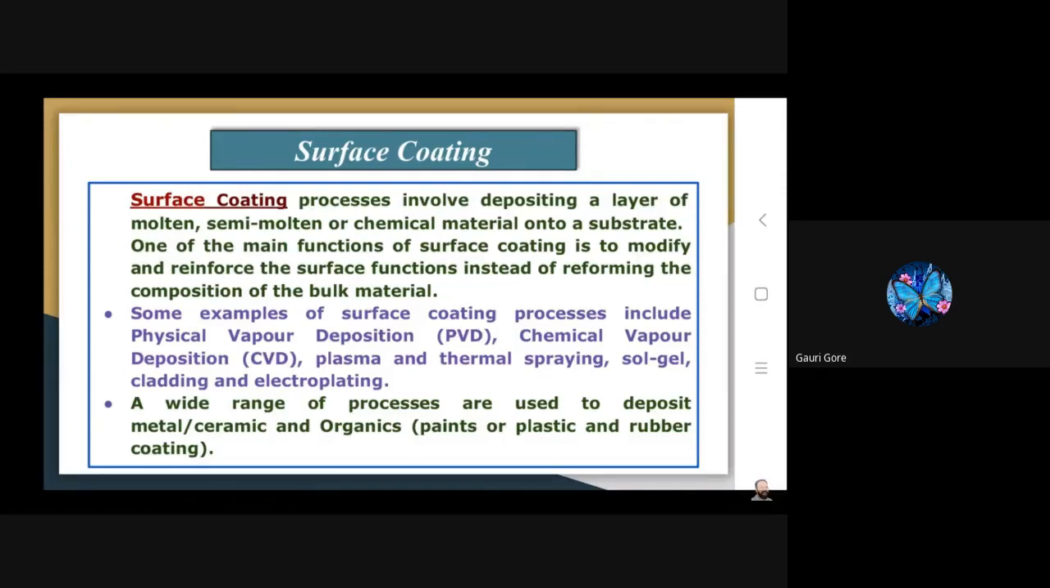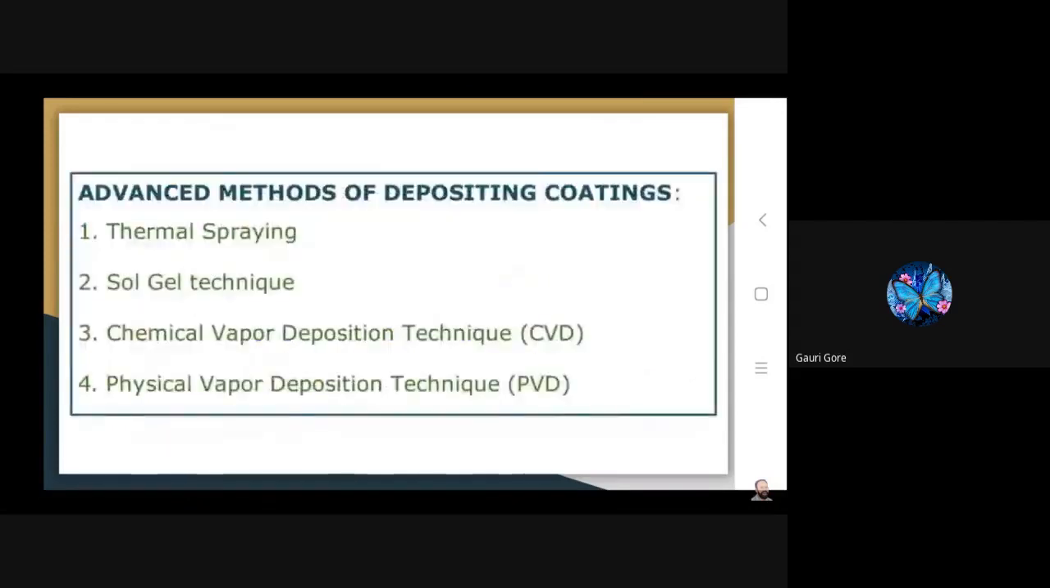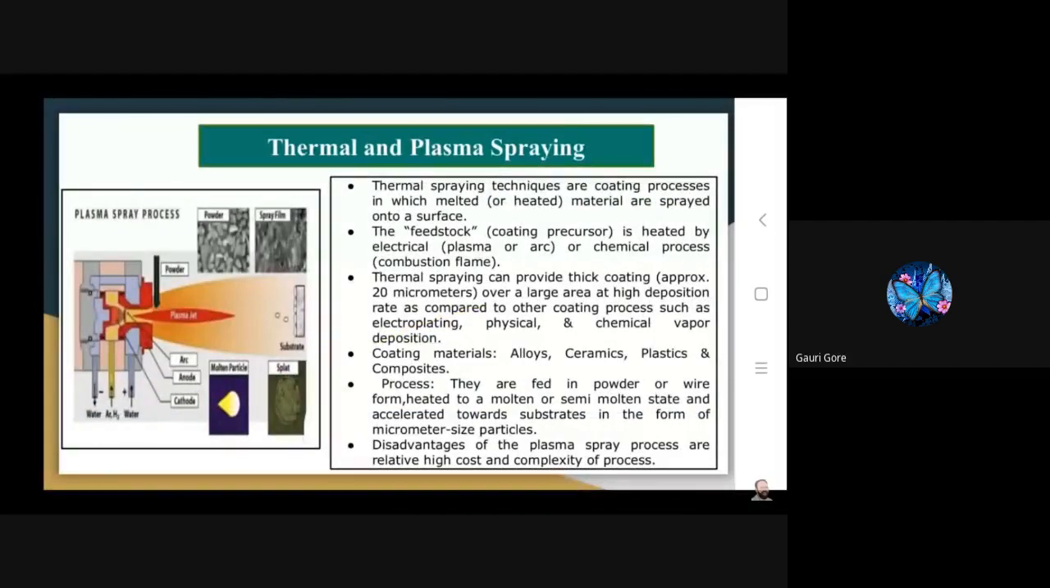Now we'll take an overview of the advanced methods of depositing coatings. In that, thermal spraying is there, the sol-gel technique is there for depositing a coating, and the important CVD and PVD, the chemical vapor deposition technique and the physical vapor deposition technique. Let's take an overview of all these techniques. First is thermal and plasma spraying.